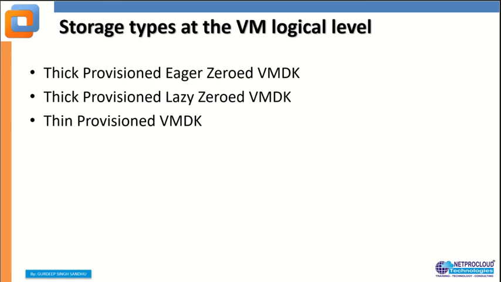Not talking about the thick provision lazy zeroed. So the only difference is there. In thick provision lazy zeroed, formatting is done when the data is written to the disk. And same like thick provision eager zeroed, all the space is reserved and is not available to other virtual machines for use. So the only difference between eager zeroed and lazy zeroed is the formatting.